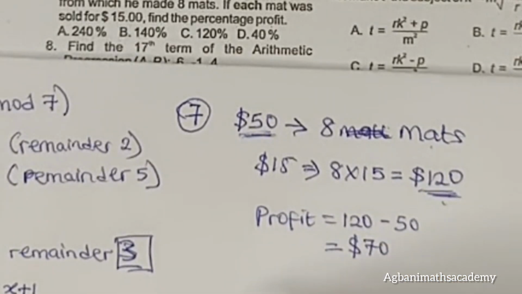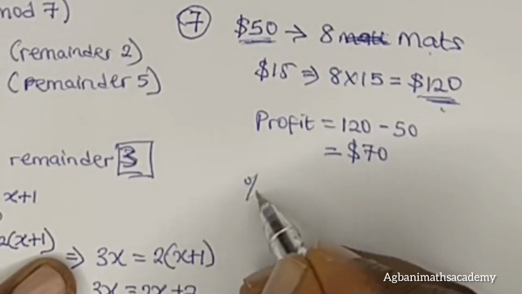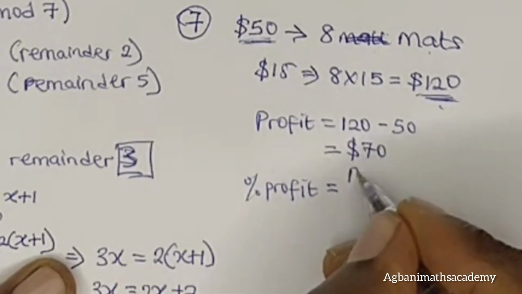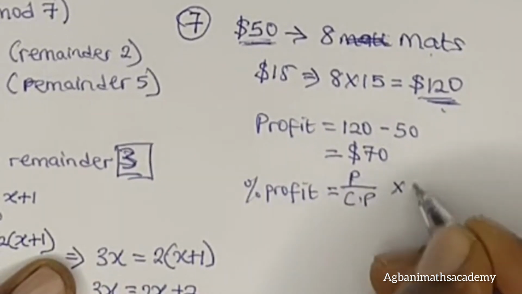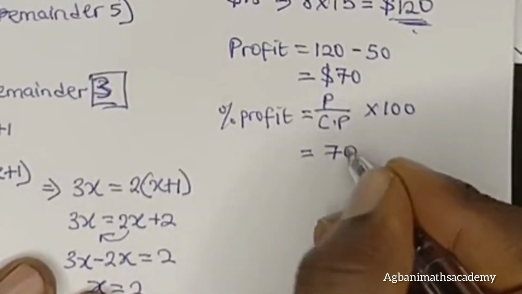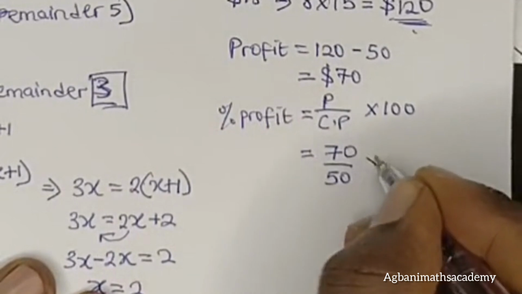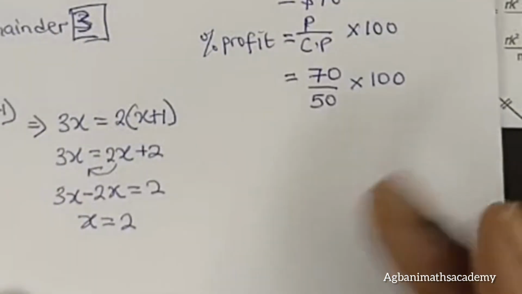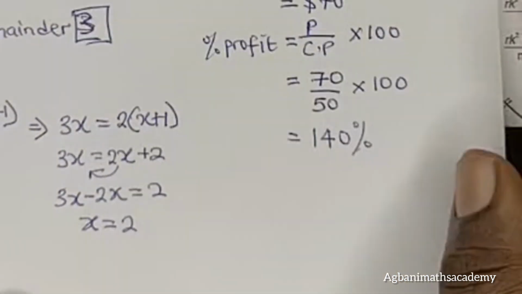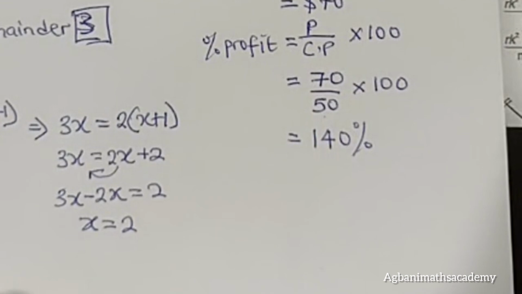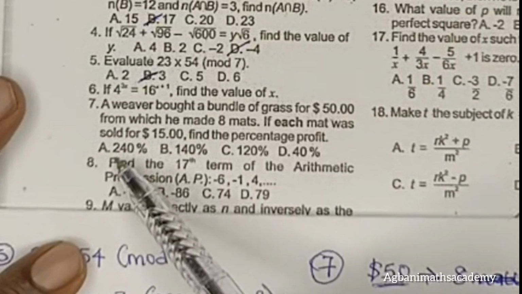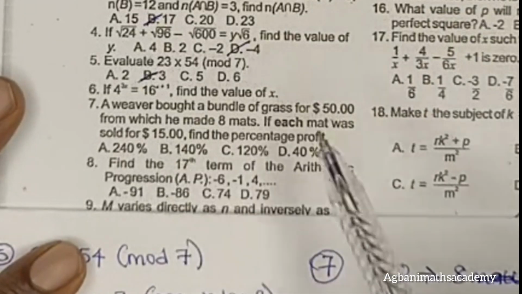But now we are not told to just calculate the profit, we are told to calculate the percentage profit. So the percentage profit is equal to the profit divided by the cost price multiplied by 100. So that is, the profit is $70. The cost price is $50 multiplied by 100. What will be the answer? 140. So he made a profit of 140%. He made a 140% profit. That's a good businessman. So let's see if we have an option here. So option A is 240%. Option B is 140%. So option B is the correct option.